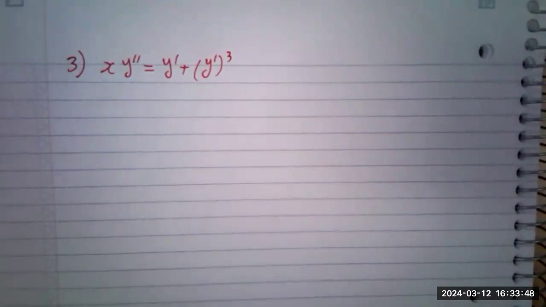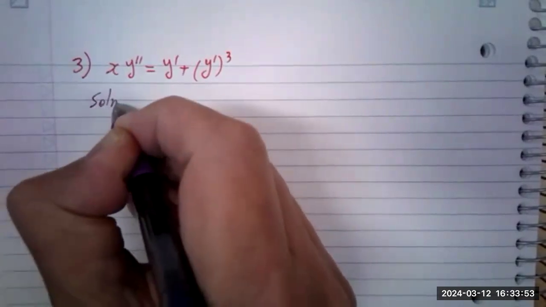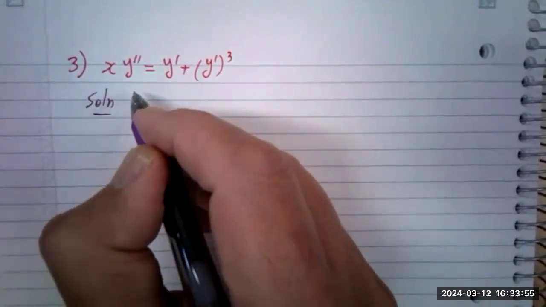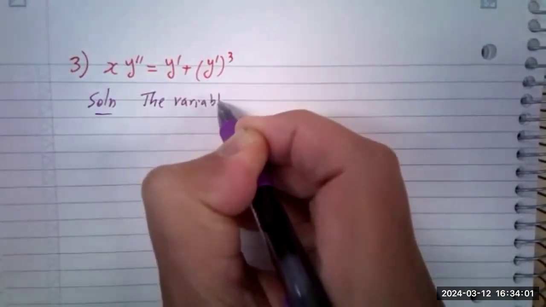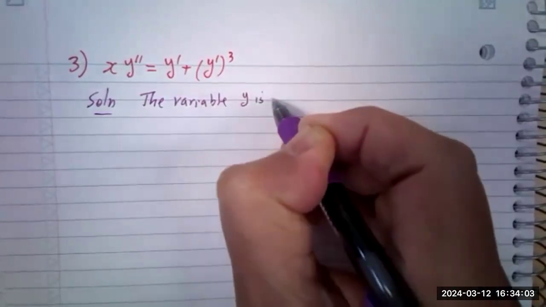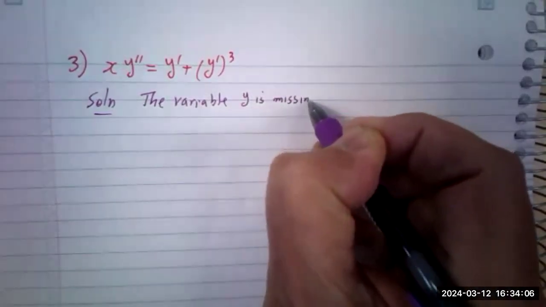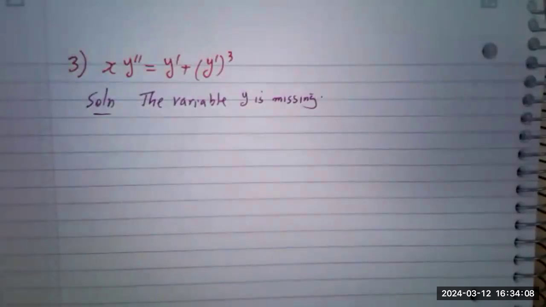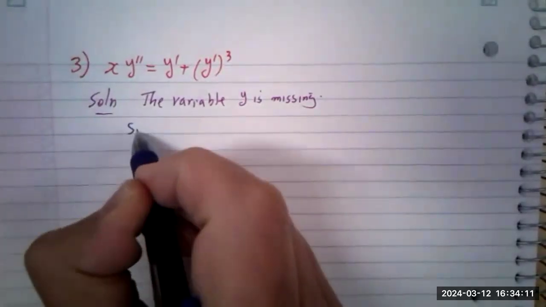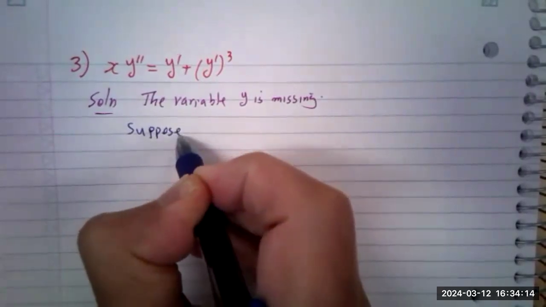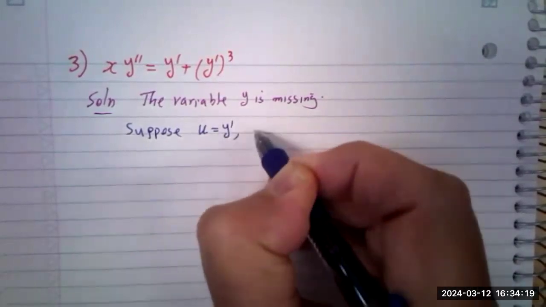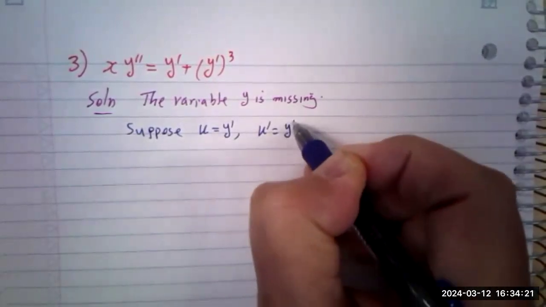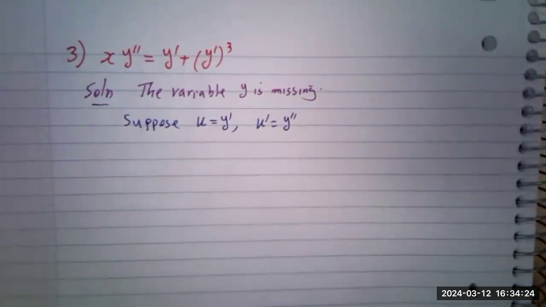Again, the variable y is missing, so that's case 1. Solution: we find that the variable y is missing. So we have the case. Again, we are going to use substitution. Suppose u is equal to y prime, and u prime equals y double prime. Go back and change the equation.